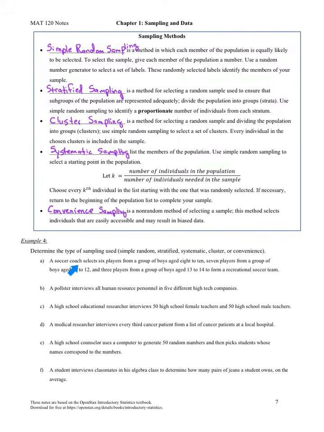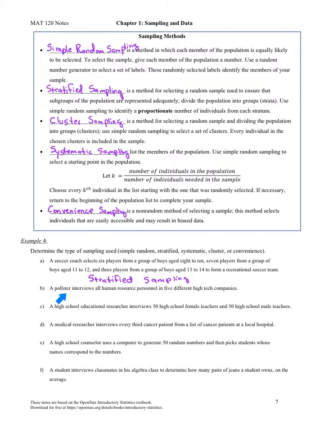First, we have a soccer coach that selects 6 players from boys aged 8 to 10, then 7 players from a group of boys aged 11 to 12, and then 3 players from a group aged 13 to 14. And he uses all these individuals to form a recreational soccer team. What kind of sampling would this be? In this example, since each subgroup is represented, meaning in this case each age group of the boys, this certainly looks like it would be stratified sampling.